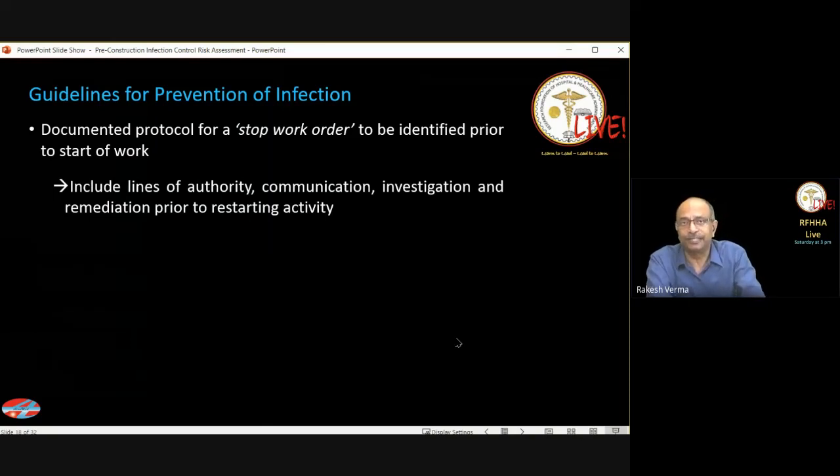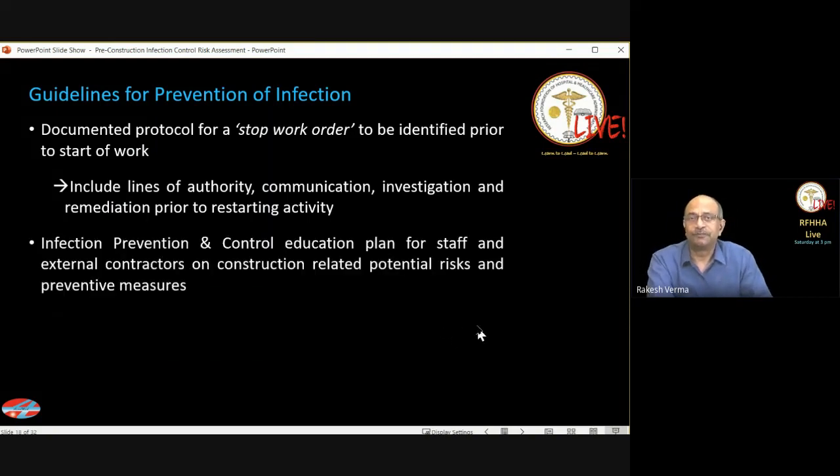Because if you don't define it, then obviously there will be major issues at the time when you want to do this. Infection prevention and control education plan for staff. This can be part of your routine infection control training that you carry out in the hospital. Large hospitals will need to include this in their regular infection control training, because this is something that will happen in some part of the hospital or the other.